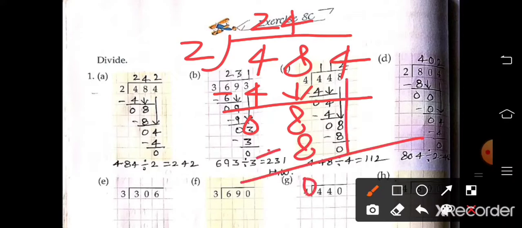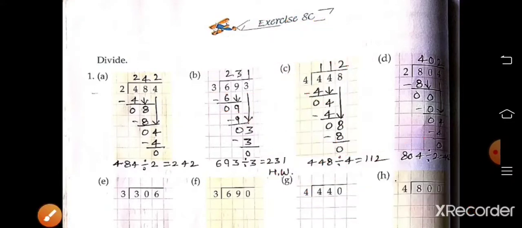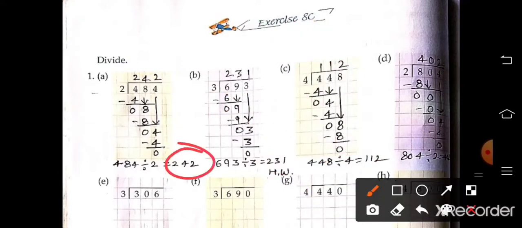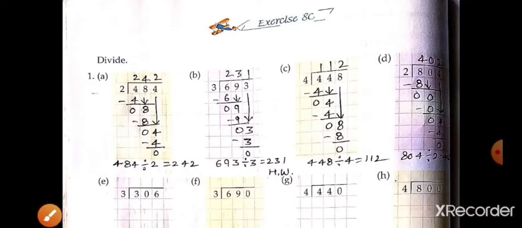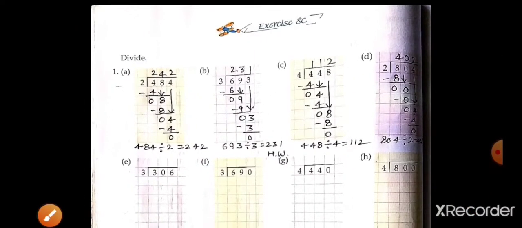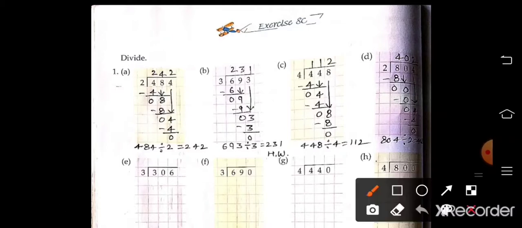Then long arrow and bring down 4. Now again 2 2 ja 4. Answer 0. Okay, so our answer is 242. Okay, so like this you have to do the division of a 3 digit number by 1 digit number. I have done B, C and D part for you, and E, F, G, H is your homework.